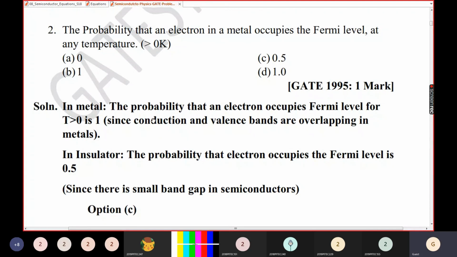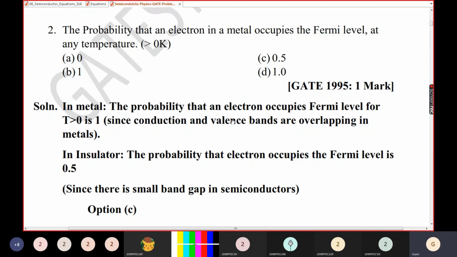So you can see there, they have given the explanation also. Suppose the probability of an electron occupying a state at a time period t greater than 0, then what happens in this case? That's what I have told you. The conduction and valence band will be overlapping with respect to each other in case of metals, whereas in an insulator, the probability of occupying the electron in the Fermi level is 0.5. So the option is C.